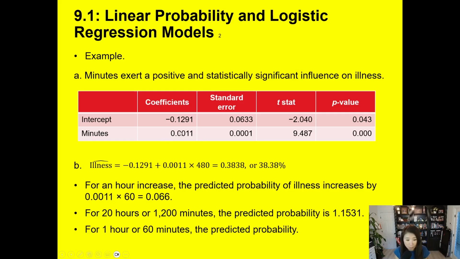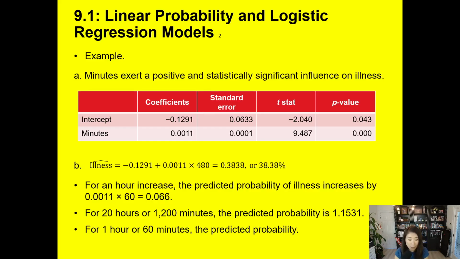If you are interpreting 0.0011, that means if a person stays 1 more minute outdoors, the probability for this person to gain this respiratory illness will increase. The probability will increase by 0.0011. So that's a probability increase of almost nothing, I guess.